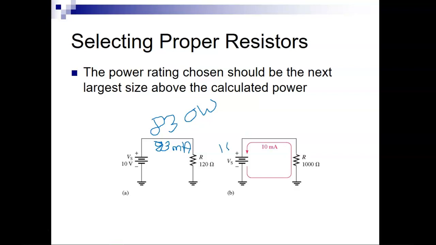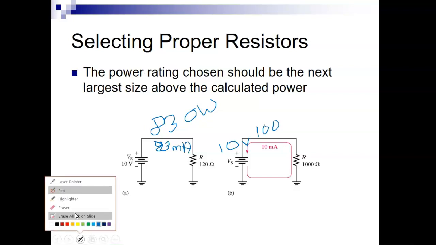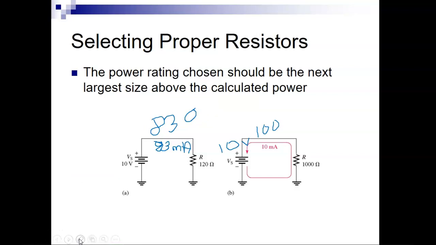This one right here should be 10 volts as well, if I don't miss my guess. So you do 0.01 times 1,000 gives you what? 10 volts? Dang, I'm good. So 10 times 10, you'd end up with 100. I'm sorry, that should have been milliwatts. 830 milliwatts. This one should be 100 milliwatts.